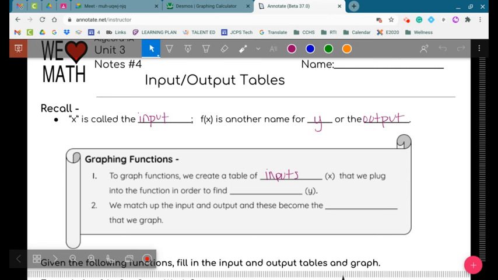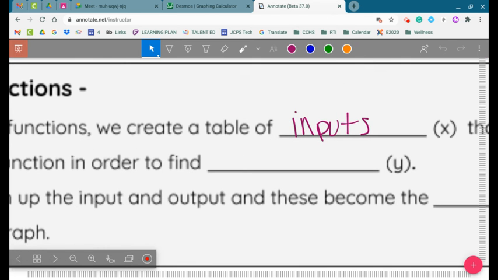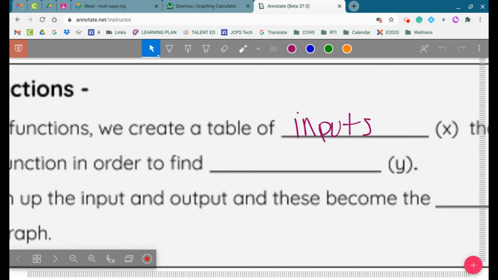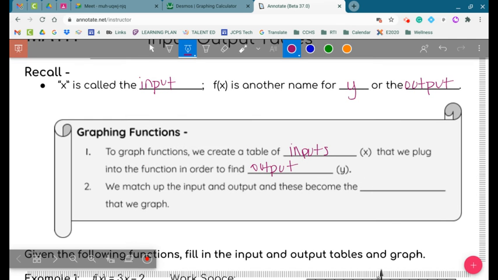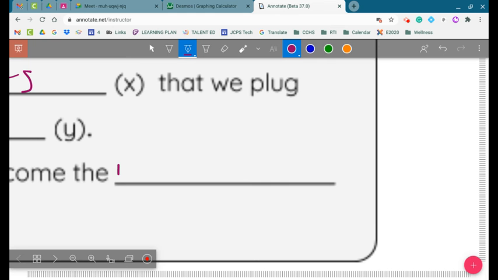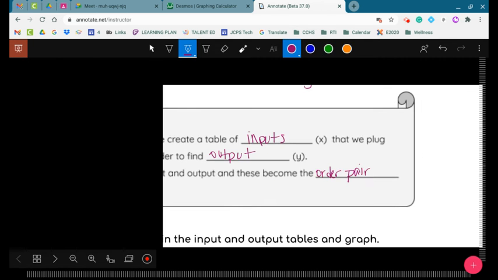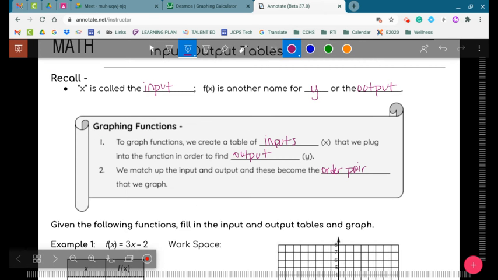So we plug our inputs, our x values, into the function in order to find our output, which is our y value. So we matched up the input and output, and those become the ordered pair we graph on our graph. So those are the points we're going to be able to plot. So hopefully we remember graphing pretty well, because we will need that. So let's go on to our first function.